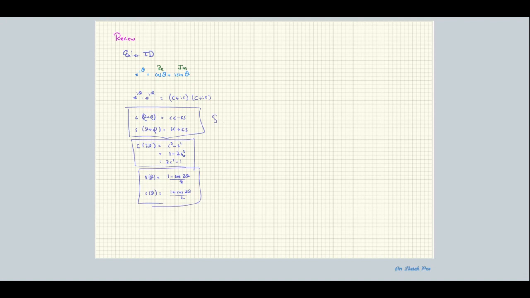Sum difference, double, and half. Of these, probably the most important is the half angles. These allow us to do calculus problems that we can't do without them. Okay, most important is probably the half angles. And so that's all the important Euler identities.